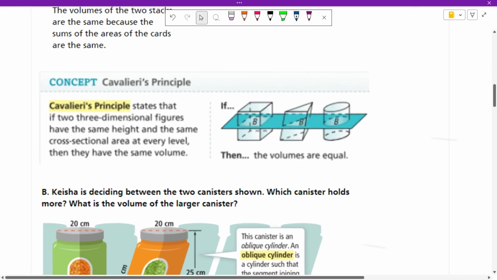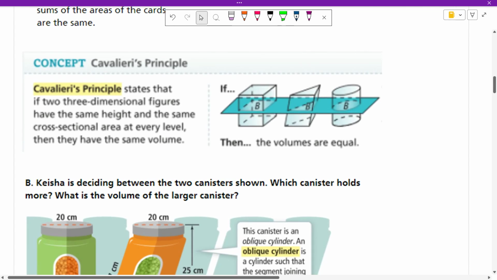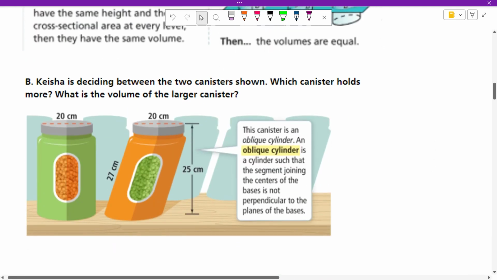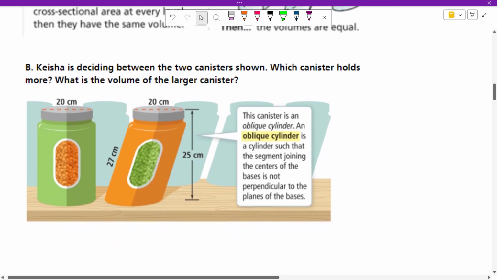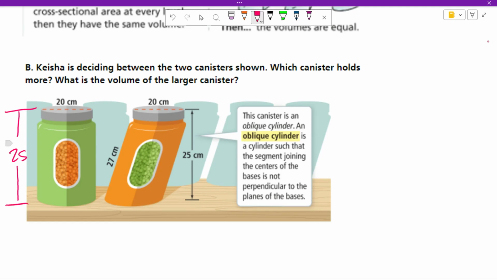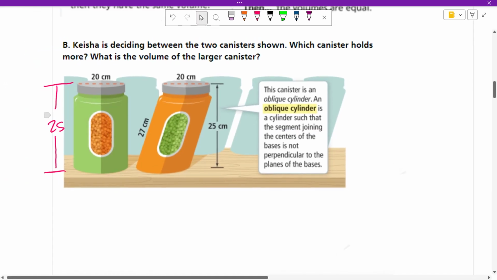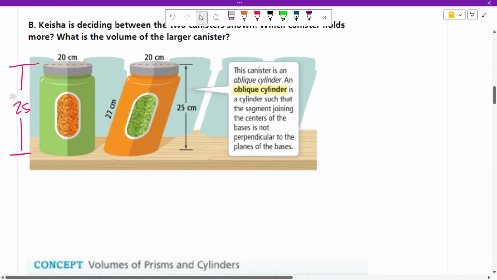So that's Cavalieri's principle, which states that if two three-dimensional figures have the same height and the same cross-sectional area at the same level, then they have the same volume. All the volumes are equal. So here are two oblique cylinders. This one is 25 tall, and this one is 27 slant height, but 25 tall. Which canister holds the most? Well, what do we know using Cavalieri's principle? They should be the same.